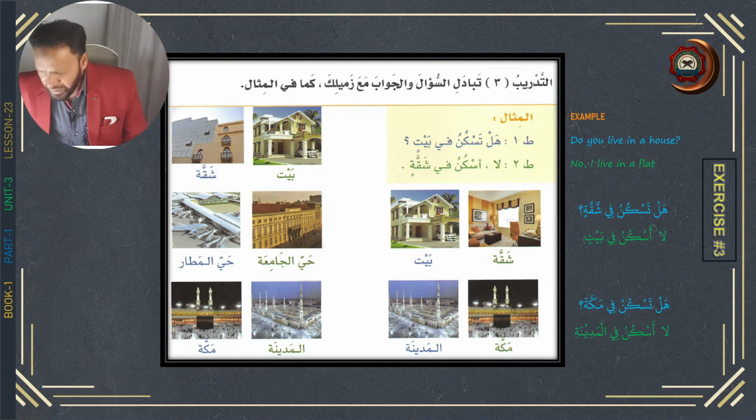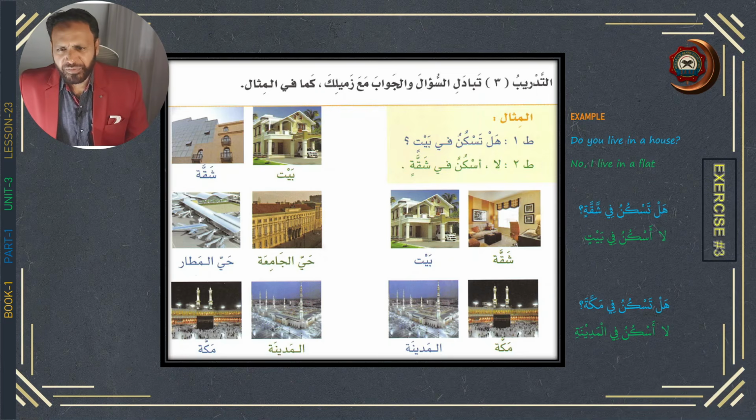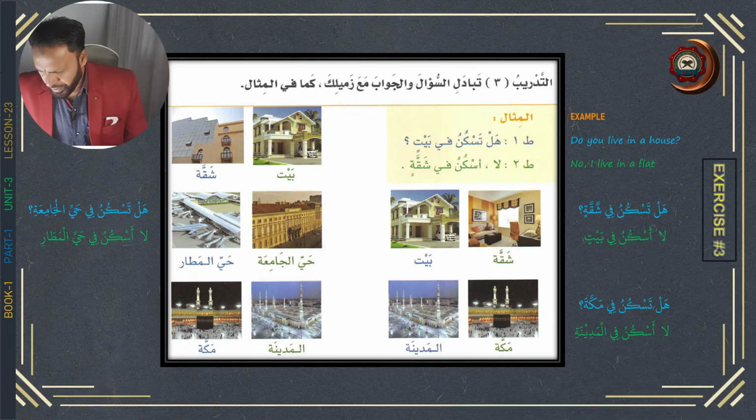Mustafa sir, Nizamuddin sir is on. Okay, Tabassum ma'am and Farida ma'am, the topmost left. Hal taskunu fi Hayyil Jamiyati? Do you live in the university area? La askunu fi Hayyil Matar. I live in the airport area, in the neighborhood of the airport. Okay. Who else is left?